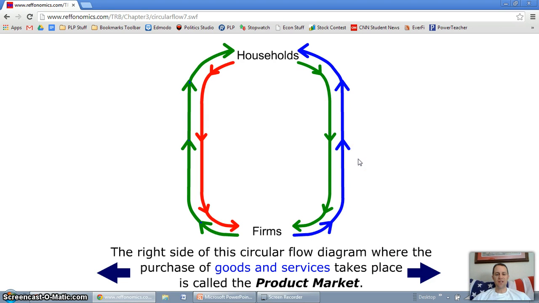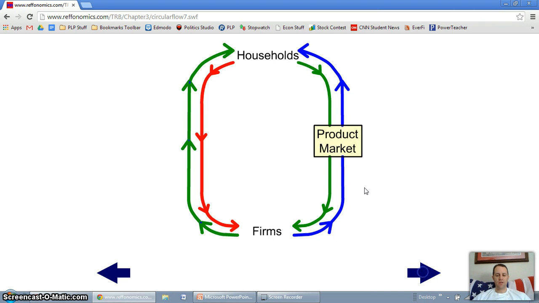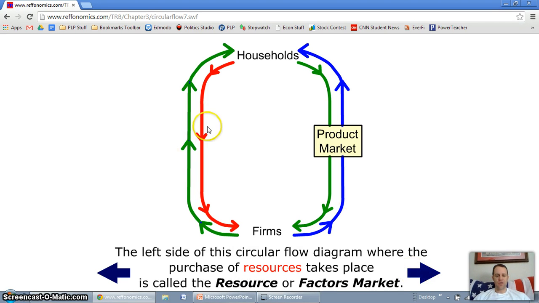The right side of the circular flow diagram, where the purchase of the finished goods and services, the needs and the wants that we are purchasing as consumers, takes place in what is called the product market. So you've got a little box over there to put in. This is the product market. It's where finished products are exchanged: DVD players, televisions, apples, food items of other sorts, technological items, washing machines, vacuum cleaners. These are things that the households need and demand in their finished form from the firms. The left side of the circular flow diagram over here is where the purchase of the resources takes place, and that is called the resource or the factor market, or the factors of production.